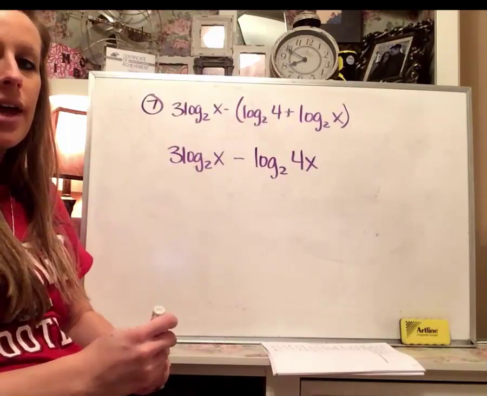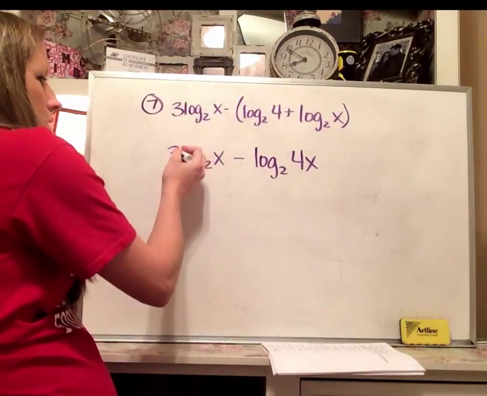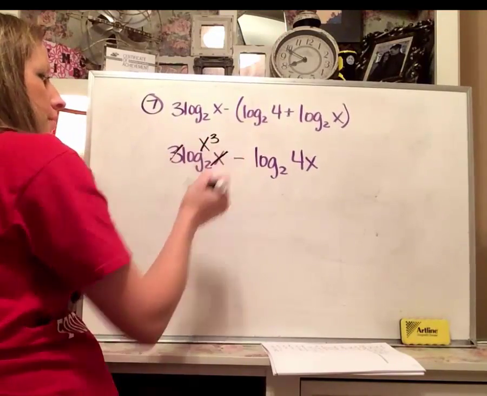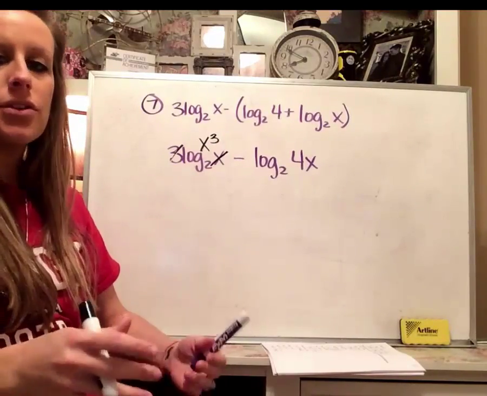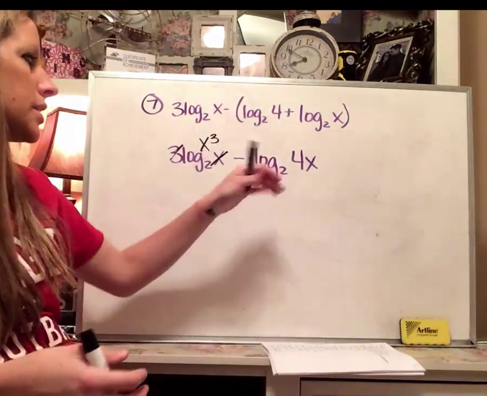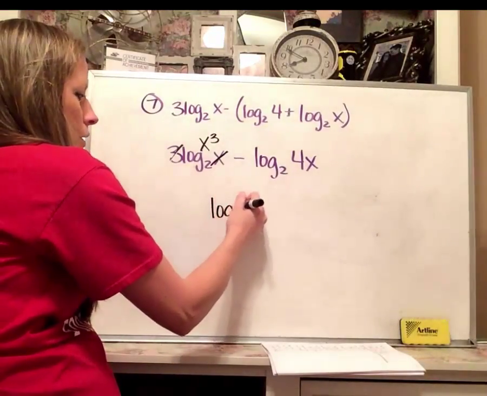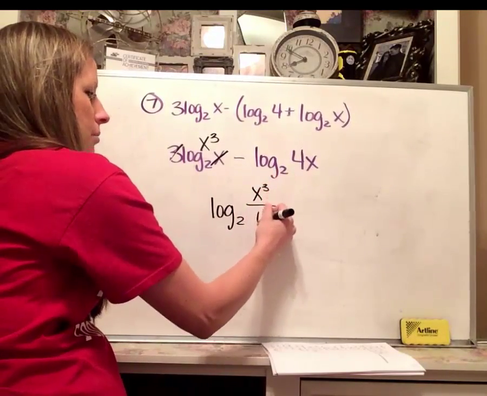And I like to go ahead and change that number in front to an exponent. So this 3 will move to an exponent and it will be x cubed here. Last thing we can do to condense it, we're subtracting. So if we want to simplify this, we're going to divide those two. So it'll be x cubed divided by 4x.